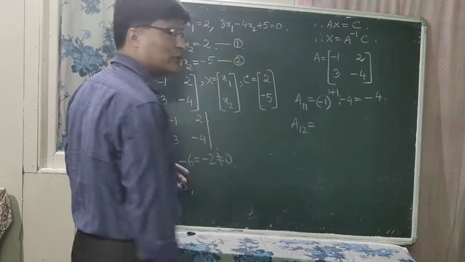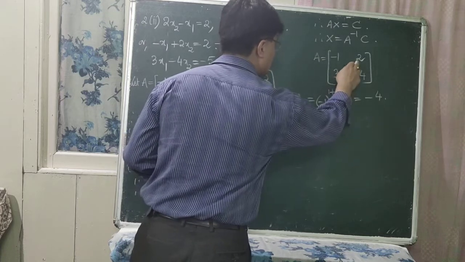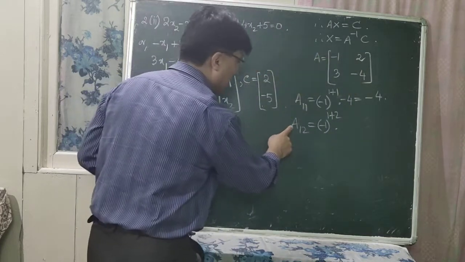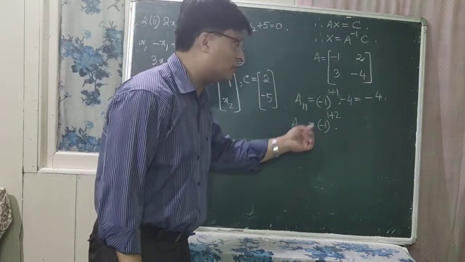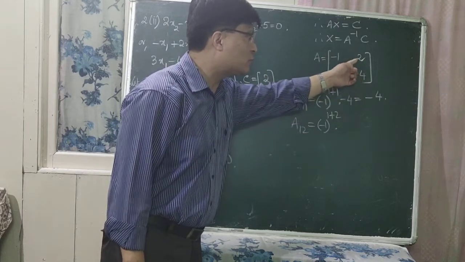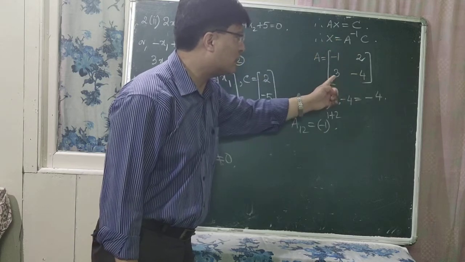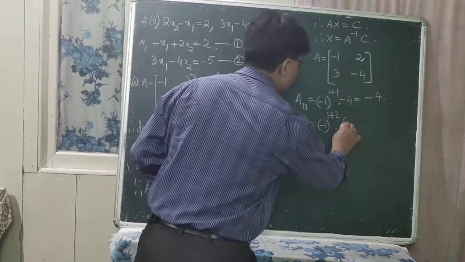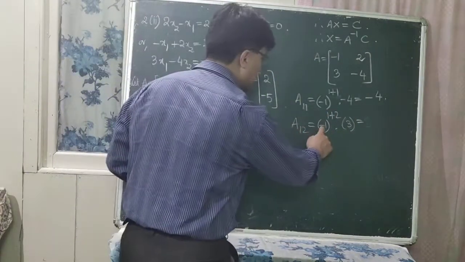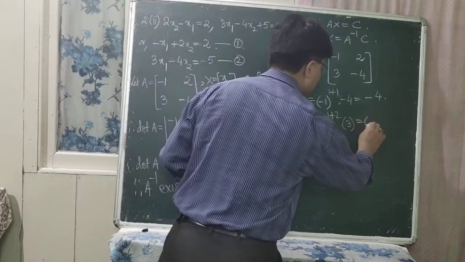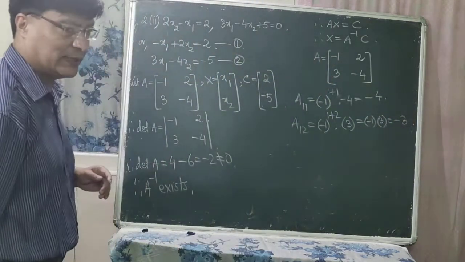Similarly, how can you get A12? Now you know the meaning of A12. So always write down the sign first. Minus 1 to the power 1 plus 2 into, delete the row and the column through the element 2. A12 means the cofactor of the element belonging to the first row and the second column. That means 2. First row and second column are deleted. What remains? 3. Minus 1 whole cube is minus 1. Minus 1 into 3 is equal to minus 3. Okay.